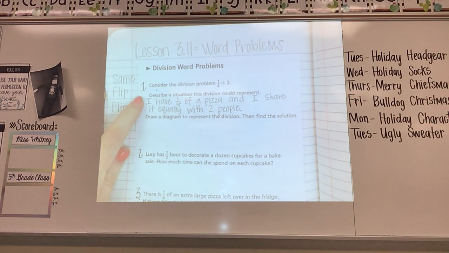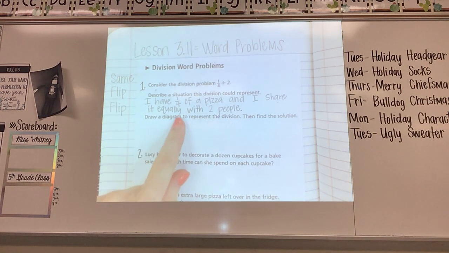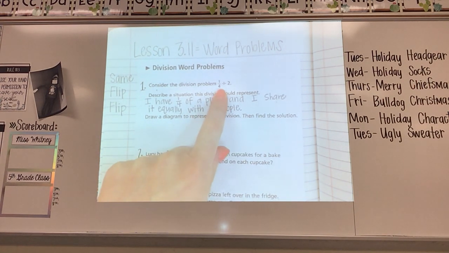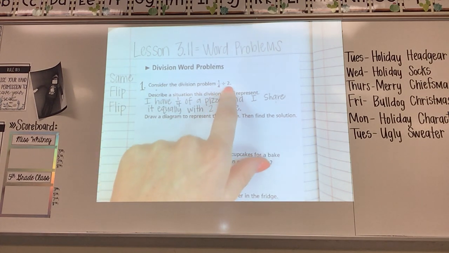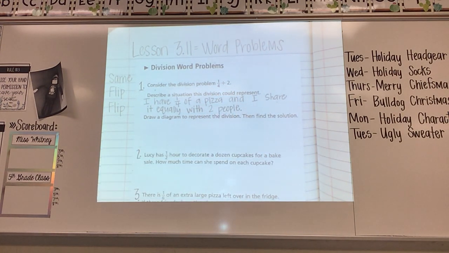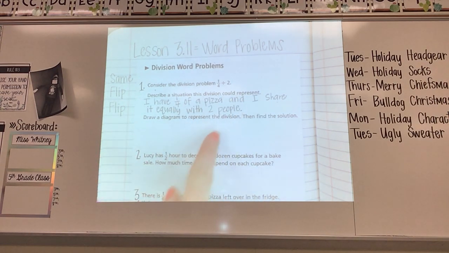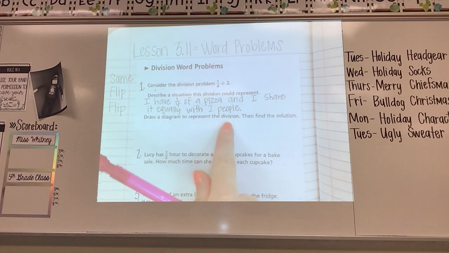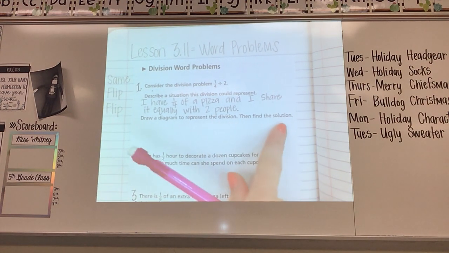Now I'm going to tell you, number 1 on your assignment page is going to be just like this. The numbers are going to be different, but use this as an example. The first number is how much of some food that you have, and this is how many people that you're sharing it between. And that makes it super easy to write your sentence that would describe how you do that. Now we're going to use our sentence. It says, draw a diagram to represent the division and then find the solution.